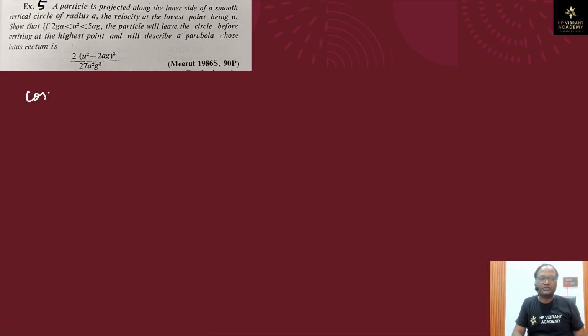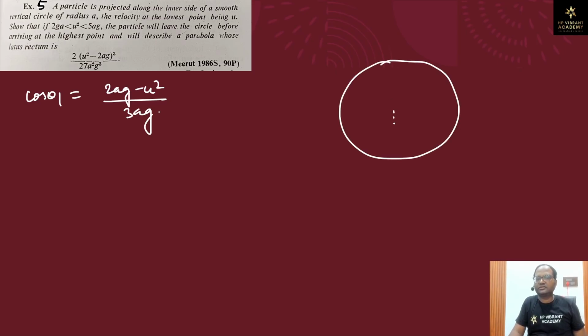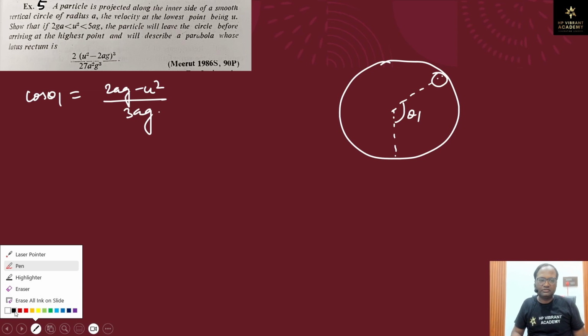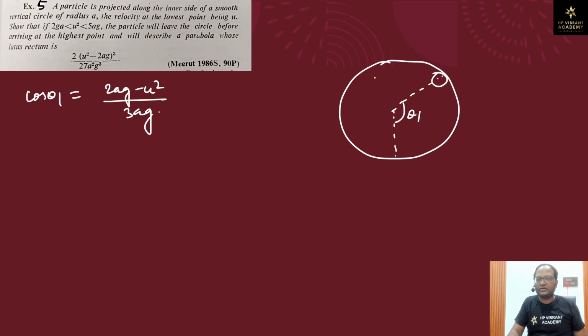So we have cos theta 1 is equal to (2ag minus u square) upon 3ag. Okay, so we have the figure like this. At angle theta 1, the particle will leave the circular movement and will follow a parabolic path like this. Suppose initial velocity is u and final velocity is v1.